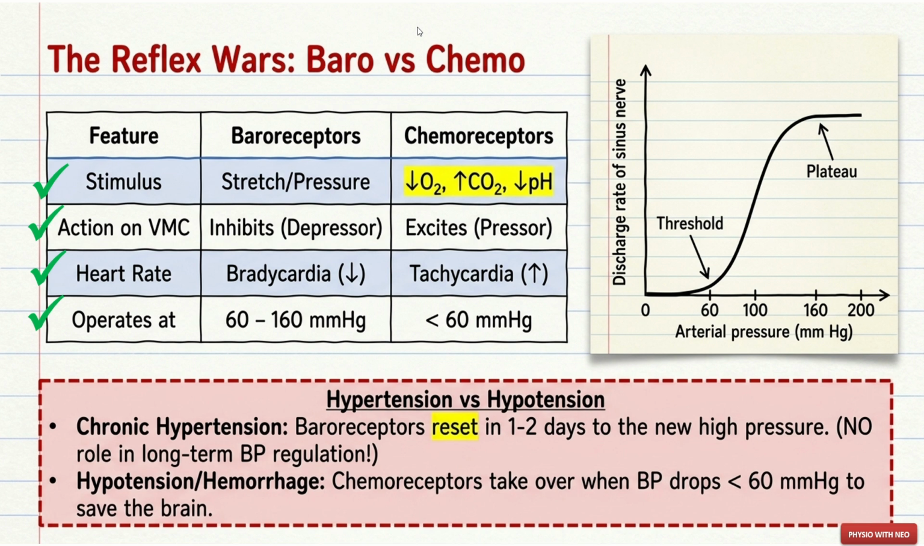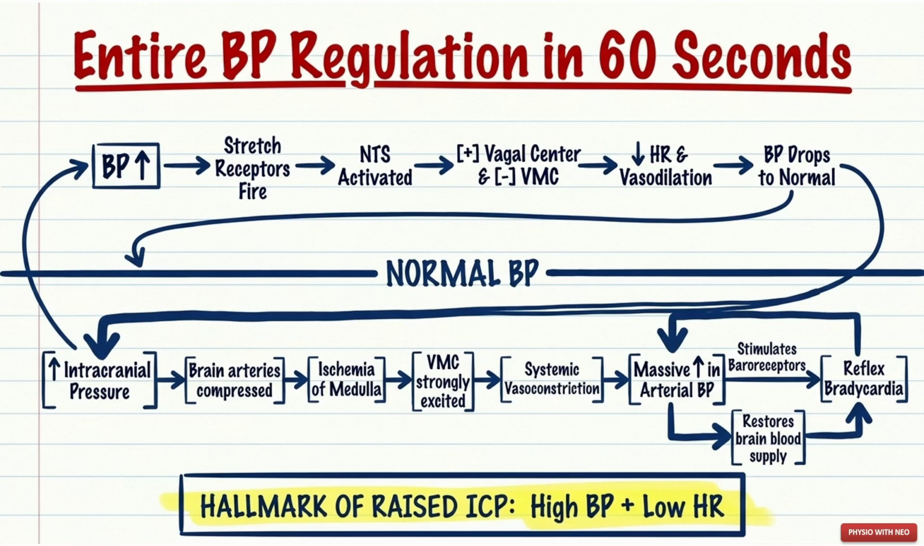Remember, in chronic hypertension, baroreceptors reset in 1 or 2 days to the new high pressure. So that's why baroreceptors have no role in long-term blood pressure regulation. Whereas during hypotension or hemorrhage, chemoreceptors take over whenever blood pressure falls below 60 mm of mercury to save the brain. So let's revise this entire blood pressure regulation in 60 seconds.